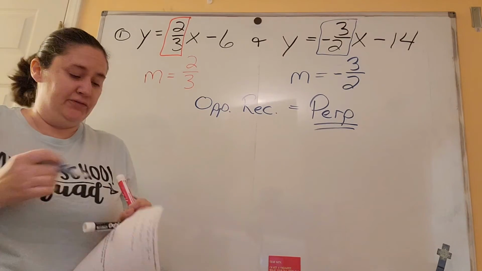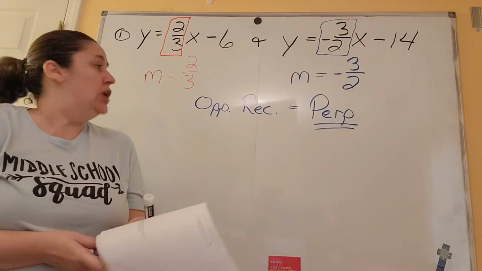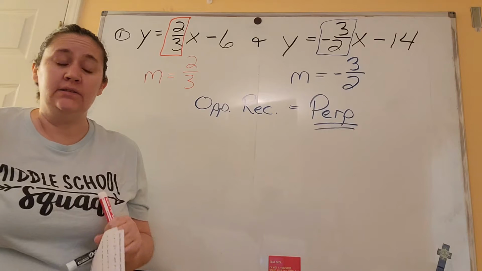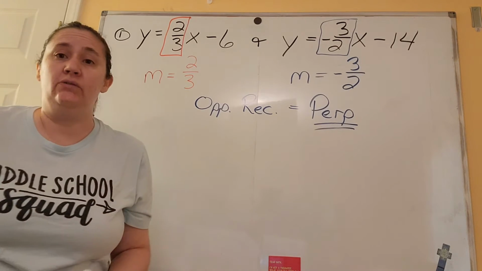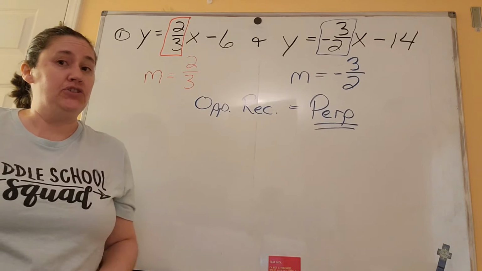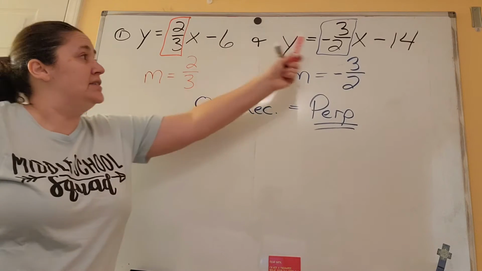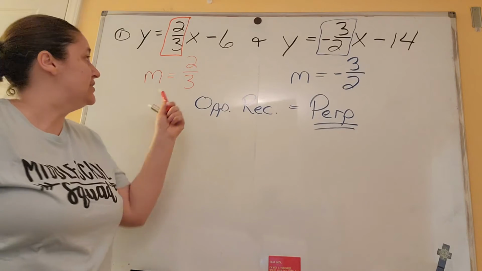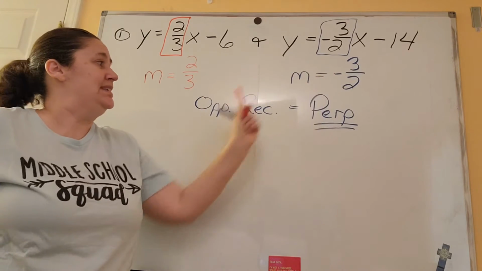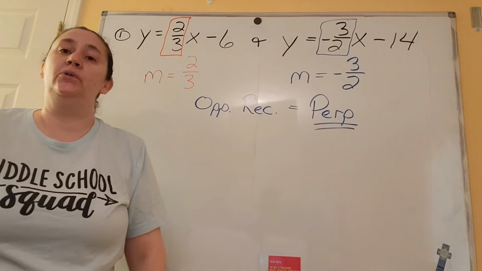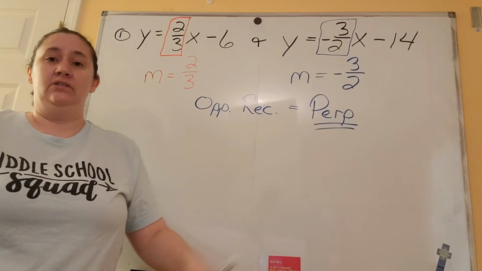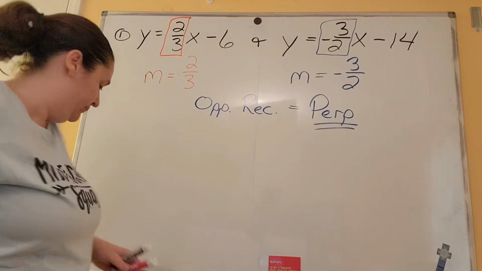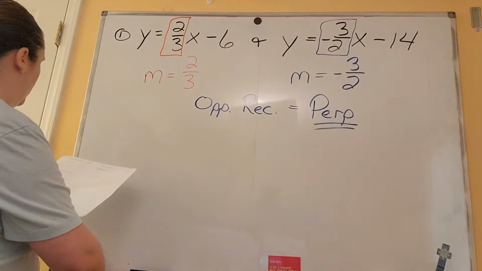So we just solved one problem. You do not have to graph these lines. You do not have to do any other calculations. All you have to do is figure out what is the slope. Is the slope the same? No. Are the slopes opposite reciprocals? Yes. That means the lines are perpendicular and you're done. You have answered the question. Let's do the next example.